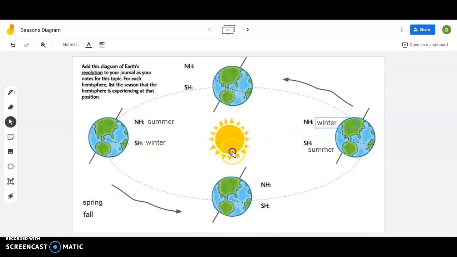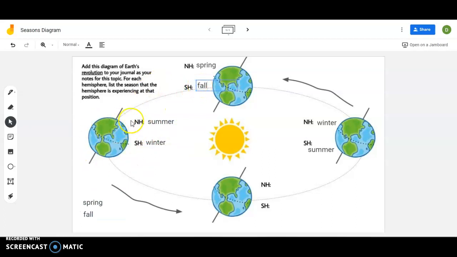Okay, now we need to fill in these other two in the transition between summer and winter. And because neither hemisphere is tilted toward or away from the sun, we have to know what season came right before it or what season is coming right after it. So we have these arrows here, and in the northern hemisphere, if it's winter over here, what would be the next season to come after winter? It is spring. So in this position up here, it would be spring in the northern hemisphere, and in the southern hemisphere, because it was summer over here and we transition, the season that comes after summer would be fall.